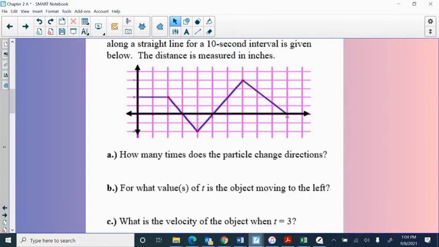To change directions, you physically have to go from right to left. Not stop to left, or stop to right. Okay. The same.